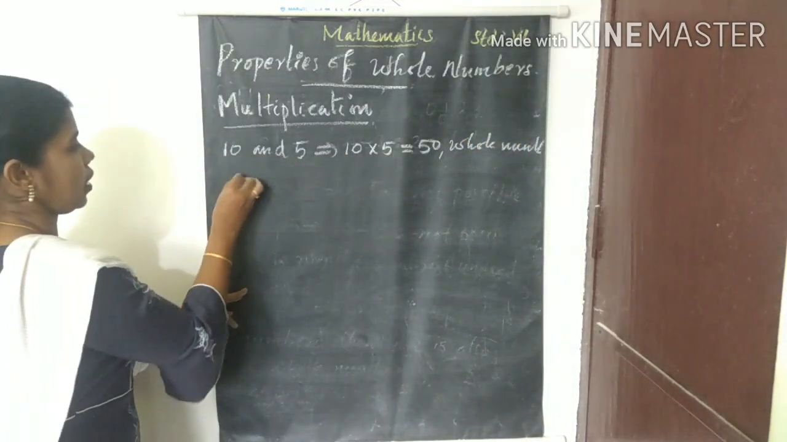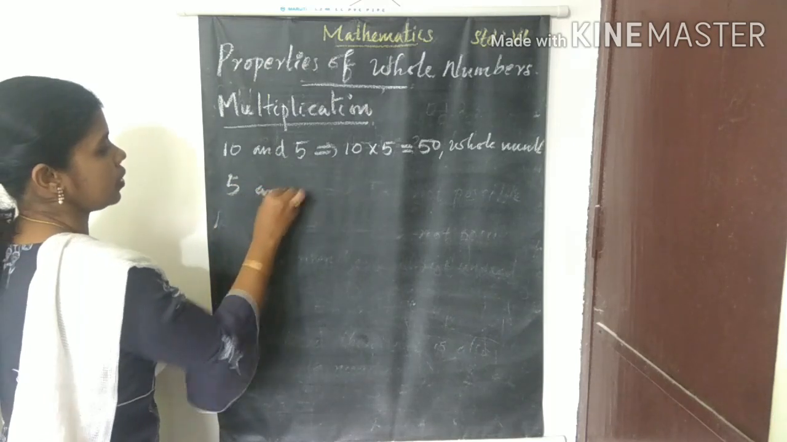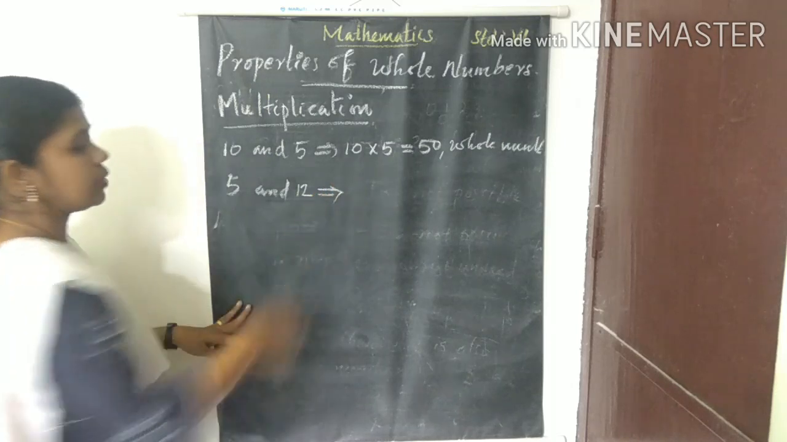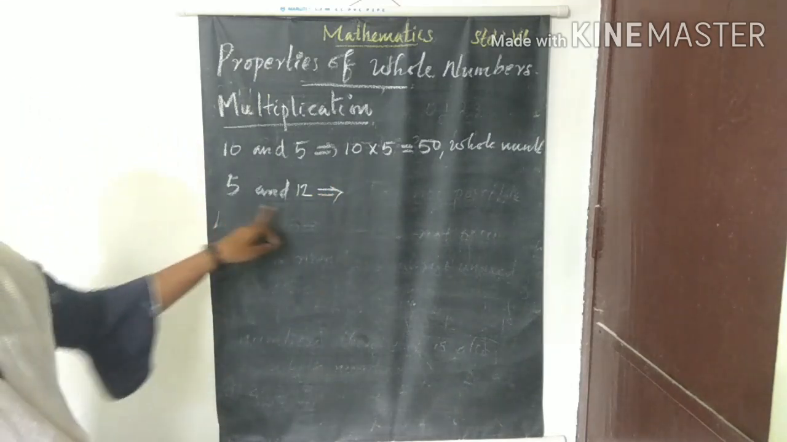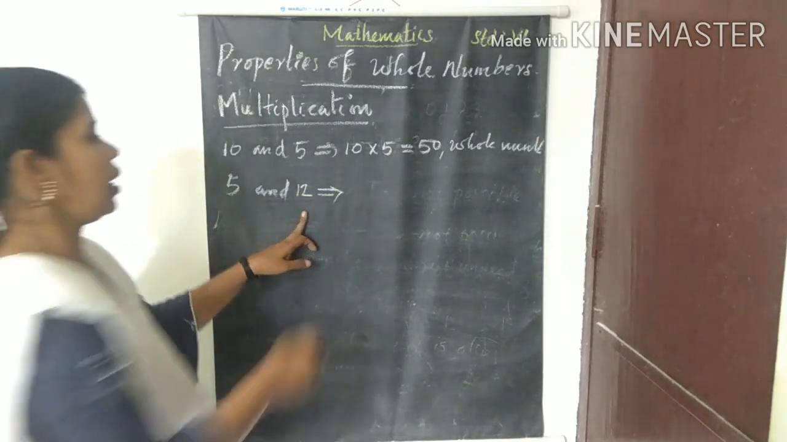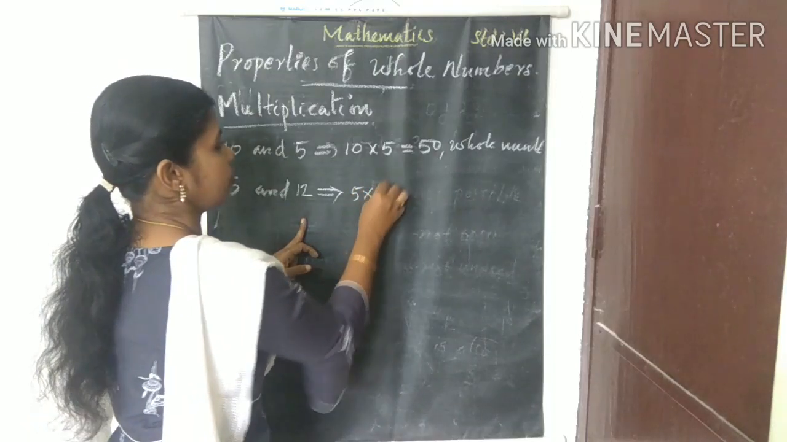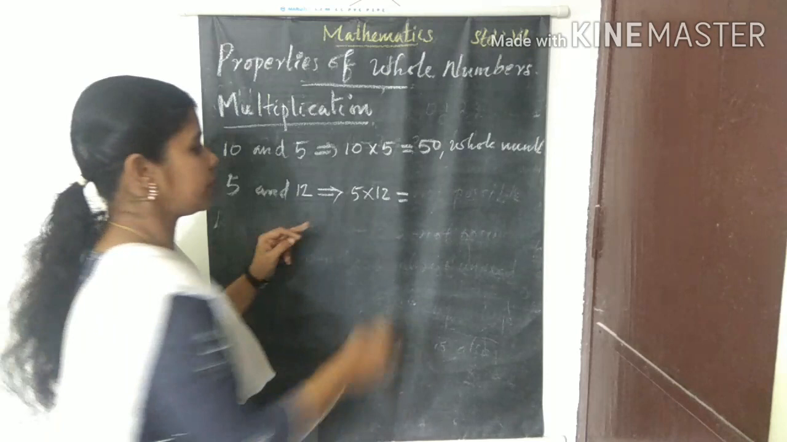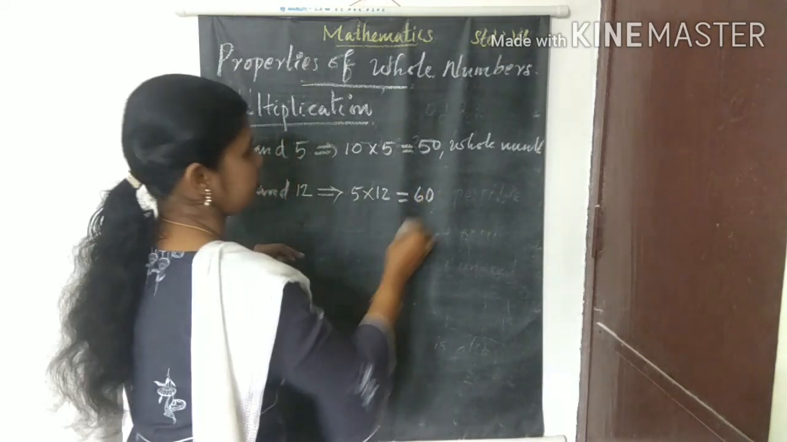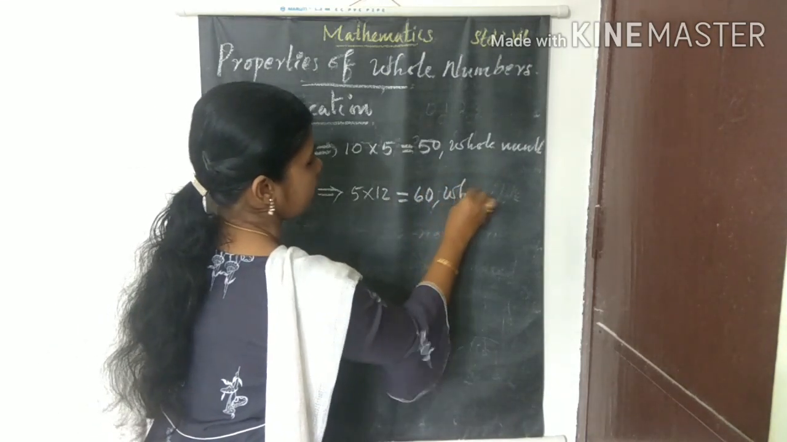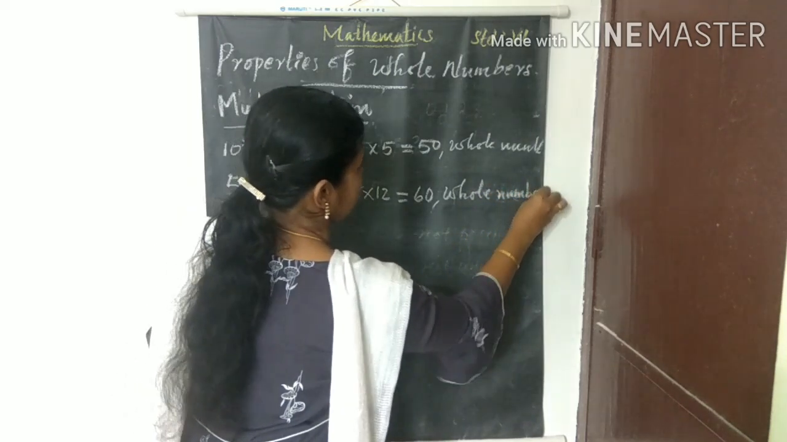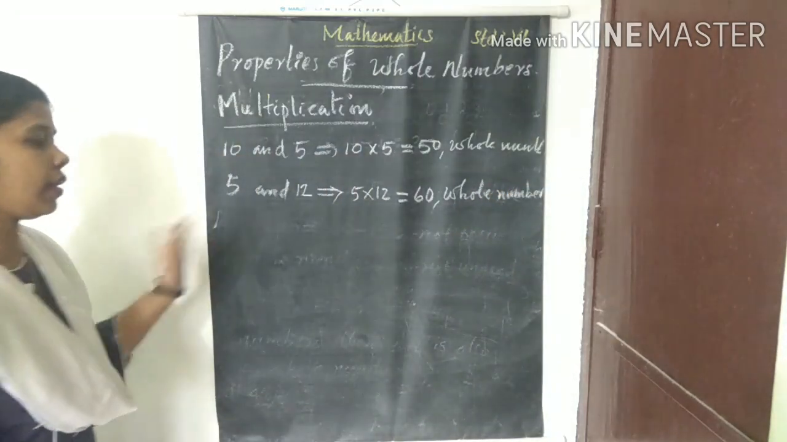Next, 5 and 12. Here 5 and 12 are whole numbers. Yes. Take the product of these two. 12 5s are 60. It is a whole number. Yes. Then next, another example.